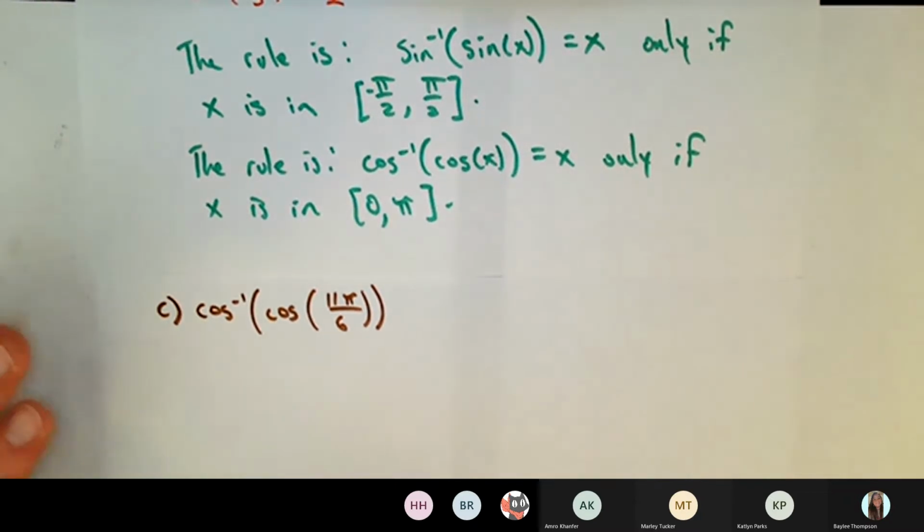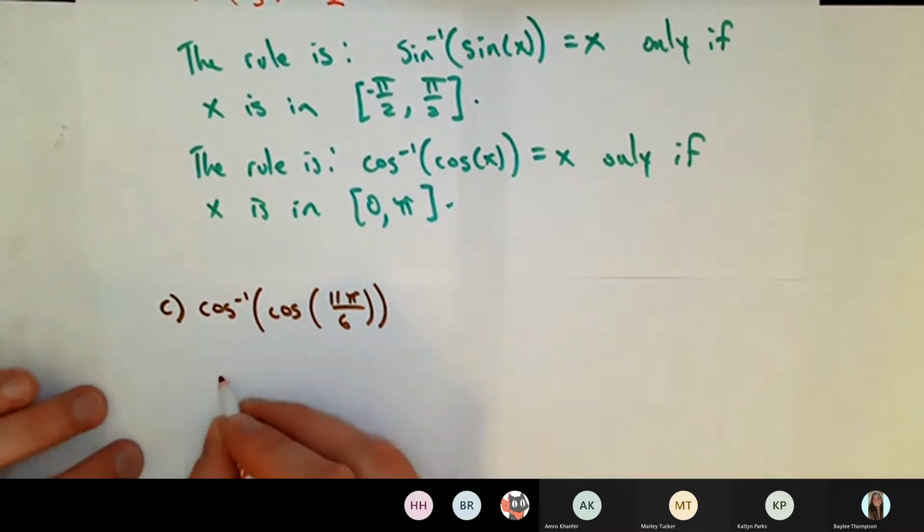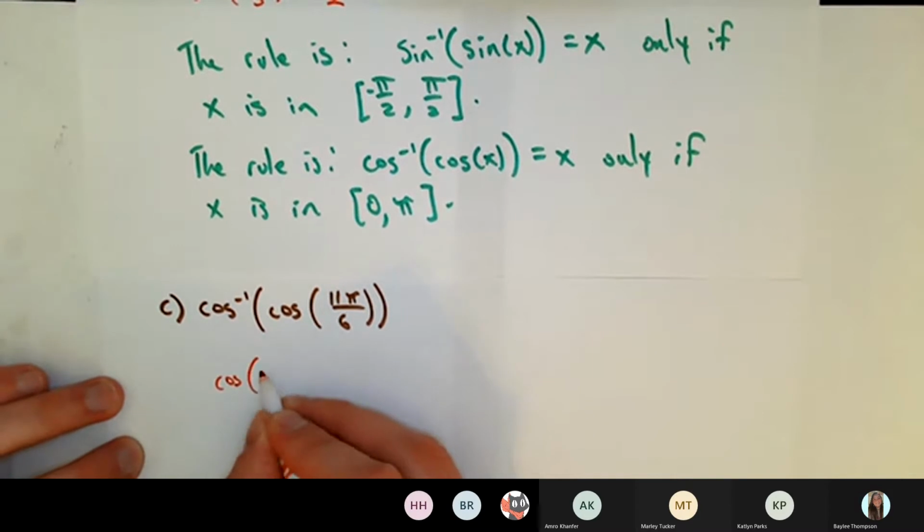Though if you're clever, then you already know that this is just going to output a very similar angle to 11 pi on 6, but just in that range of 0 to pi. We should expect pi on 6, right? But let's do it out by hand and make sure. First of all, cosine of 11 pi on 6.